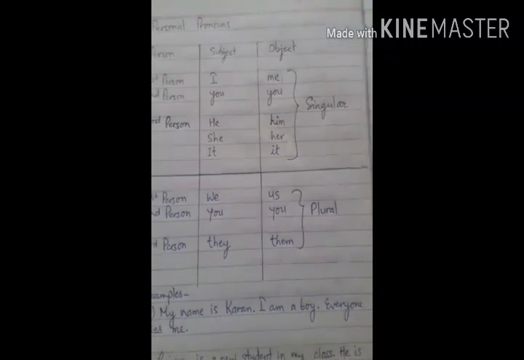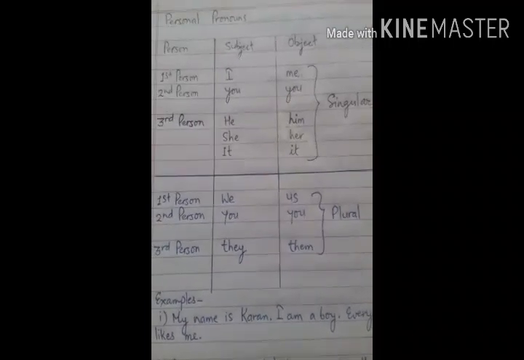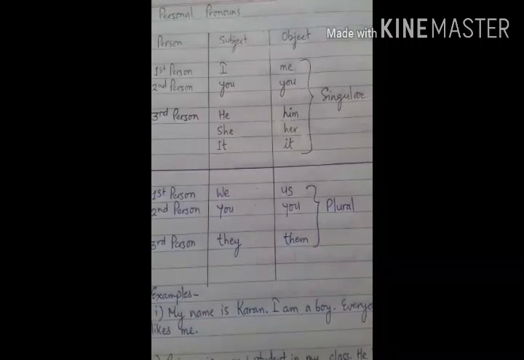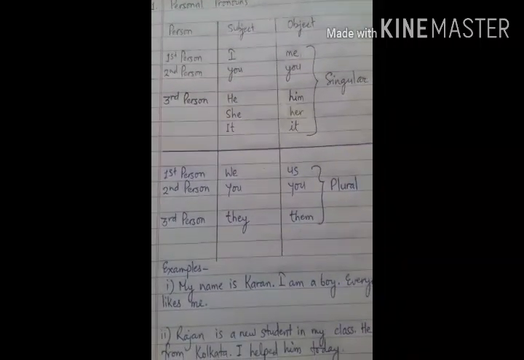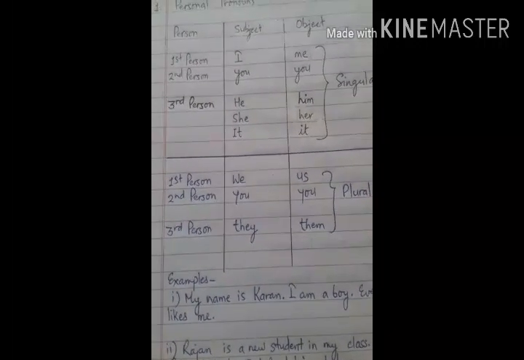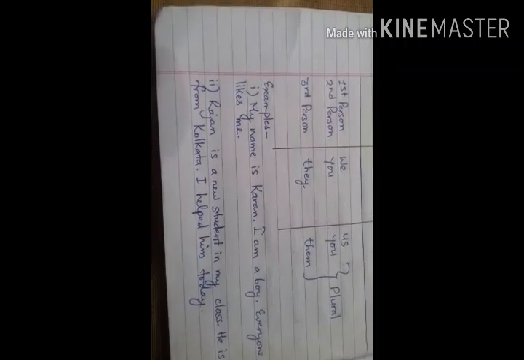So these were the distinguishing features of personal pronouns, both used as subject and object. So now let us understand the same with the help of examples. Example number 1. My name is Karan. I am a boy. Everyone likes me.